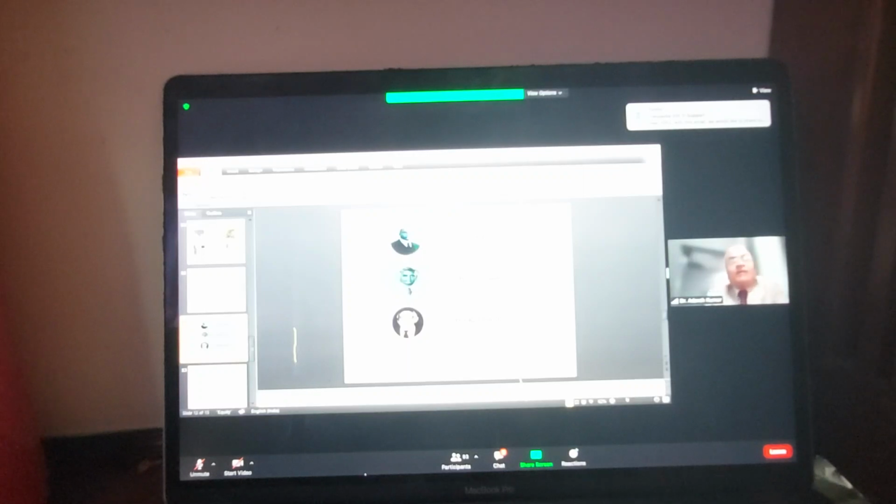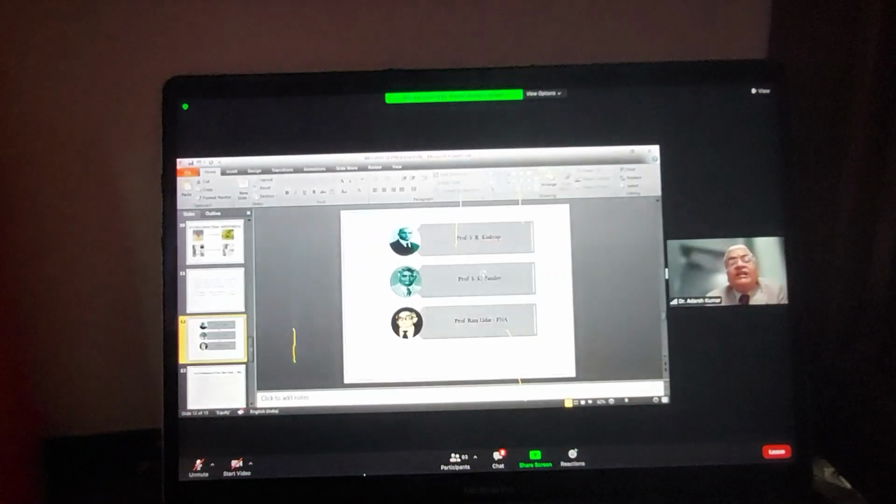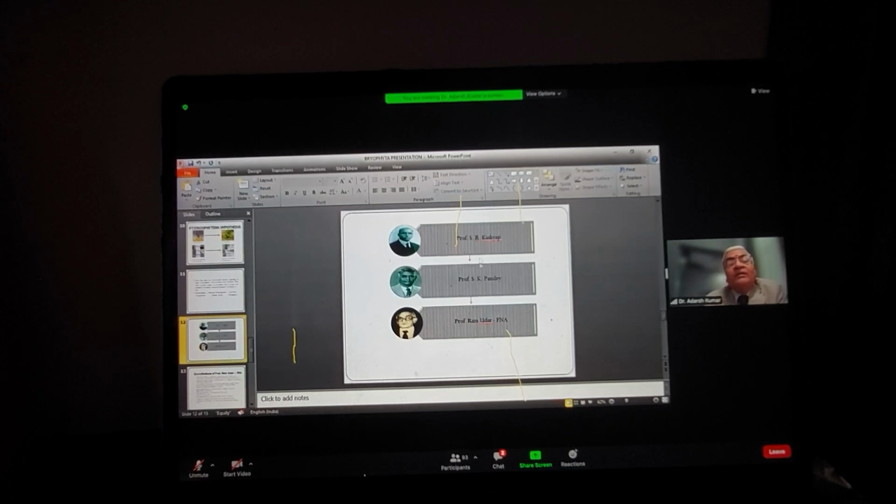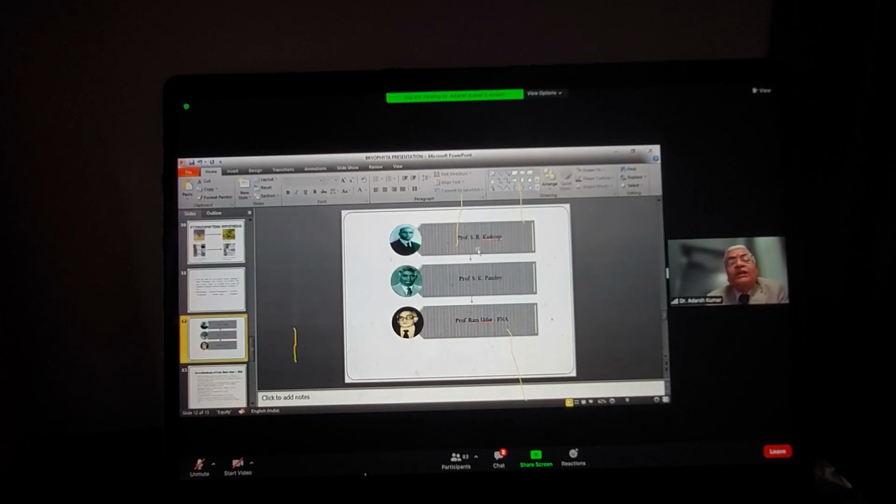The second part of my talk is the contribution of Professor Ramudar. Professor Ramudar was the student of Professor S.K. Pandey. And Professor S.K. Pandey was the student of Professor S.R. Kashyap, the father of Indian biology.